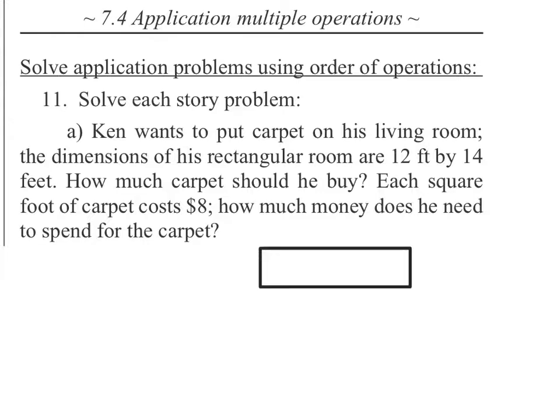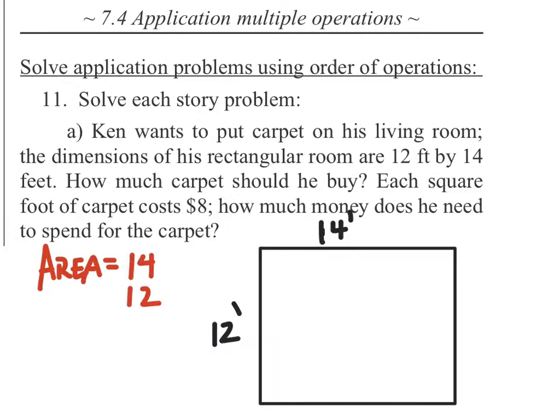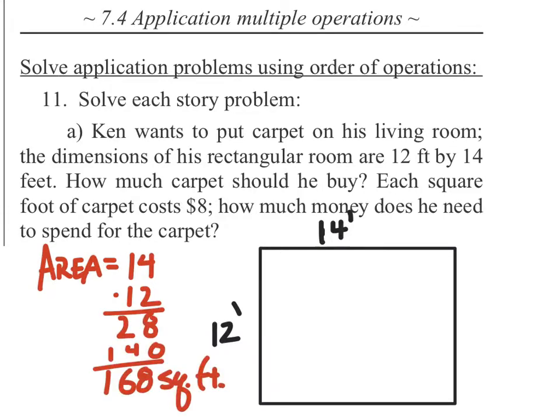So I'm going to draw a picture of the room. Doesn't have to be completely accurate. That doesn't matter. But this is a 14-foot by 12-foot room. Now, when I ask how much carpet we need, that's area. Okay, so we're going to take the 14 and multiply it by 12. And this will tell us how many square feet of carpet we need. So this comes out to 168 square feet. Now that's the answer to the first question right there. How much carpet should he buy?